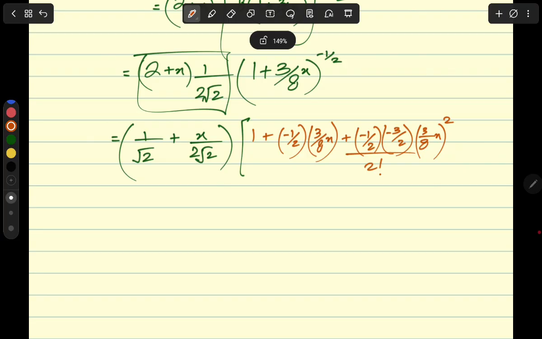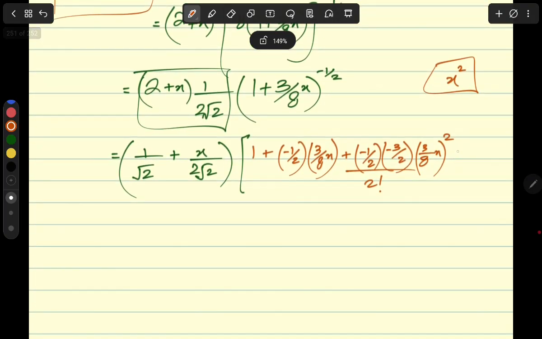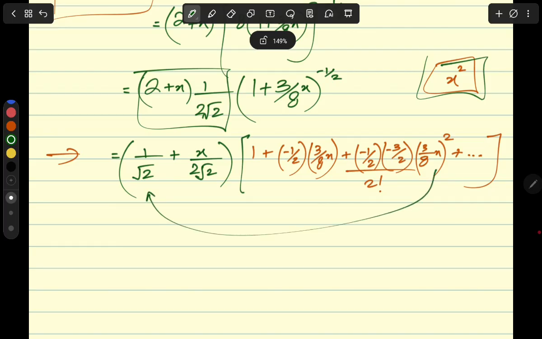Now let's say that you are asked to find the coefficient of x squared in this expansion. So now this expansion is same as this, right? This last step that we have done. So now this x squared will come if I multiply this x squared term with the constant, or if I multiply the x term with the x term here, right? So now let's take these two products.